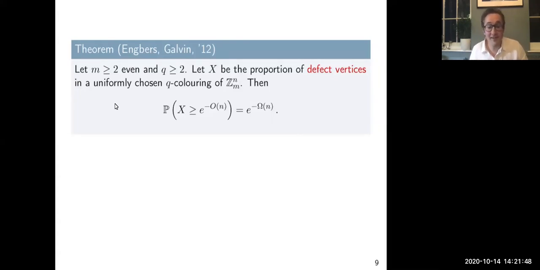So this is already saying something quite strong, right? With exponentially high probability, all but an exponentially small fraction of my vertices follow the pattern, or all but an exponentially small fraction of the vertices are defect vertices.